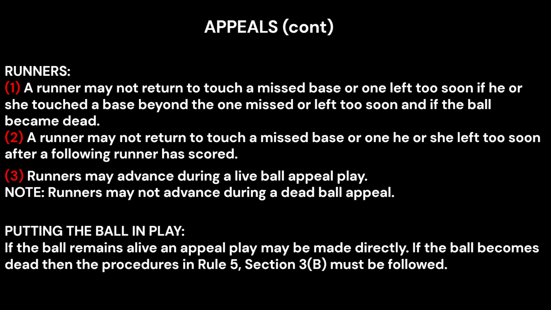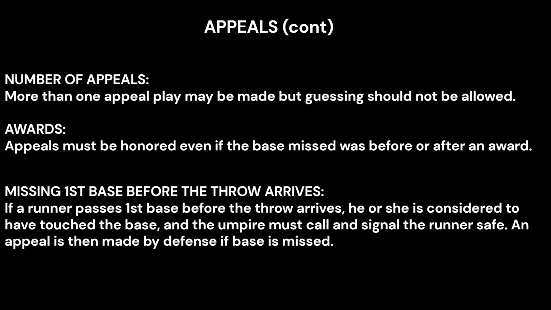Putting the ball in play. If the ball remains alive, an appeal play may be made directly. If the ball becomes dead, then the procedures in Rule 5, Section 3b must be followed. Number of appeals. More than one appeal play may be made, but guessing should not be allowed. Awards. Appeals must be honored even if the base missed was before or after an award.